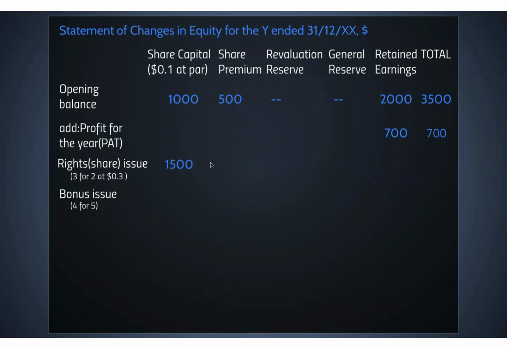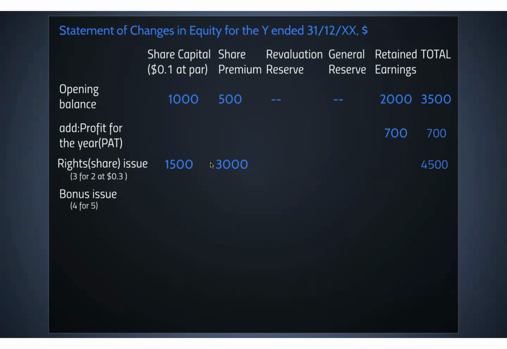But since the company totally received $4,500, the difference between nominal value and the issue price should be accounted for in the share premium account. So the entry was debit cash $4,500, credit share capital $1,500, credit share premium $3,000. And of course, that entry would increase total capital because we add cash to the business. So assets increase and equity increases.